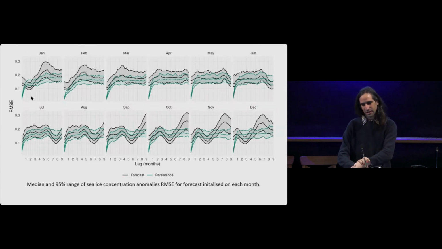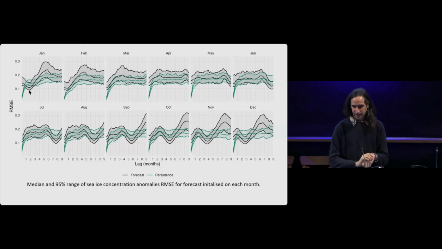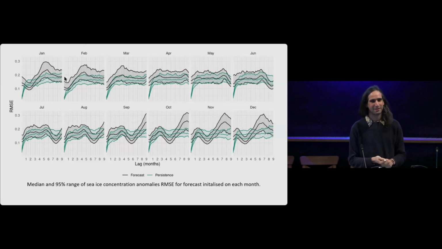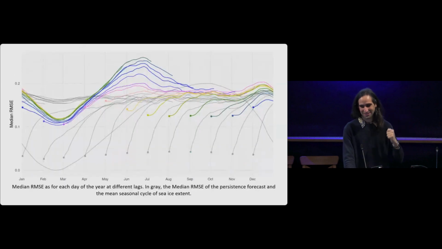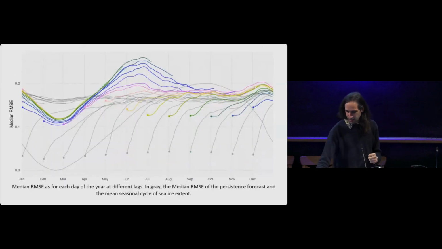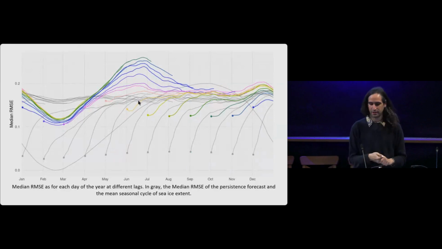We can look at the seasonal evolution of that, and it's kind of uniformly always worse, except we have some silver lining here. We can forecast sea ice concentration anomalies better than persistence for a few particular days of the year, which we can also look at in the other way.